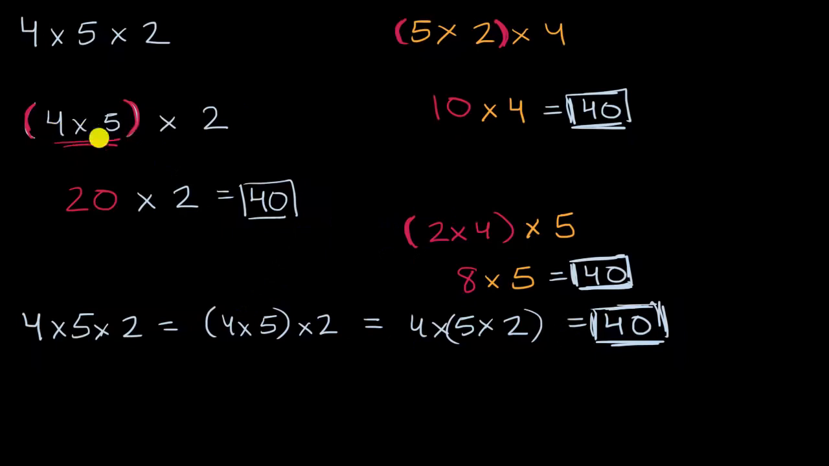Here we did 4 times 5 first. Here we did 5 times 2 first. But in either case, we got the same result. And I encourage you, after this video, try to draw it out. Try to think about why that actually makes intuitive sense, why this is true in the world. And it's nice because it simplifies our life when we're doing mathematics, not only now, but in our future mathematical career.